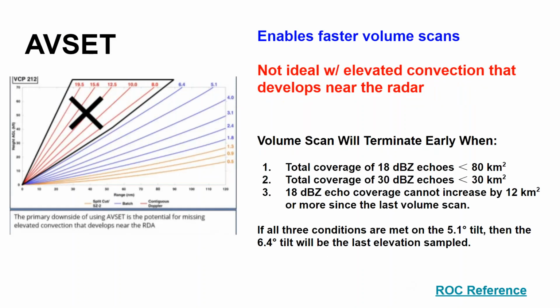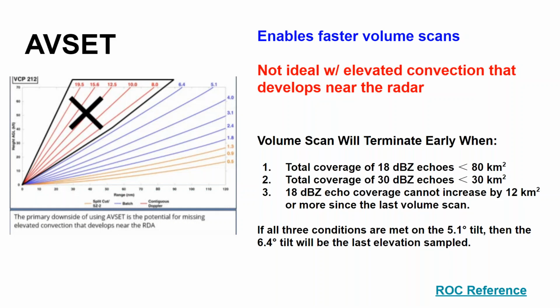So one of the first things I want to talk about is AVSET. This is one of those settings on our radar that is probably almost always on, and that's a good thing. Rarely is AVSET ever needed to be turned off. AVSET basically allows the radar to enact faster full volume scans if there is no coverage of echoes aloft. There are three conditions on the page here. You can read through those, and those are the conditions that need to be met.